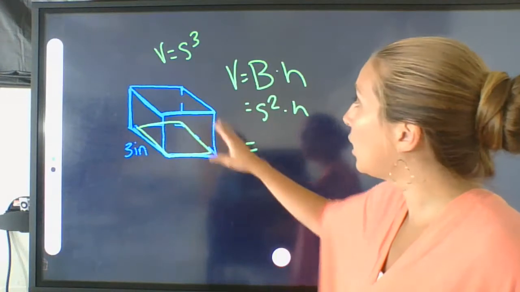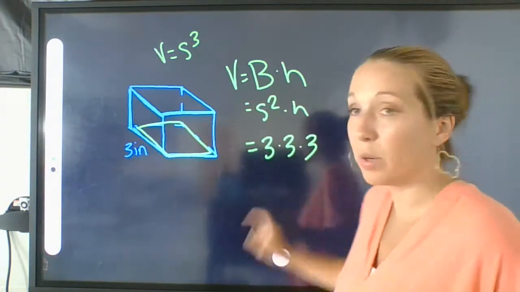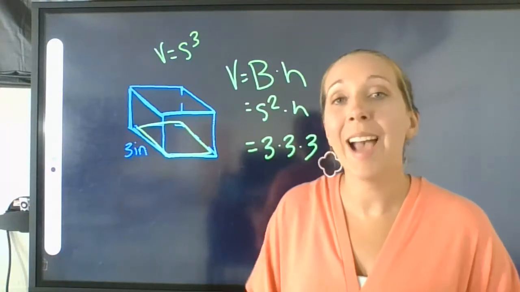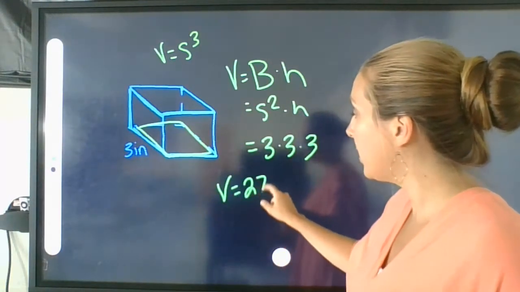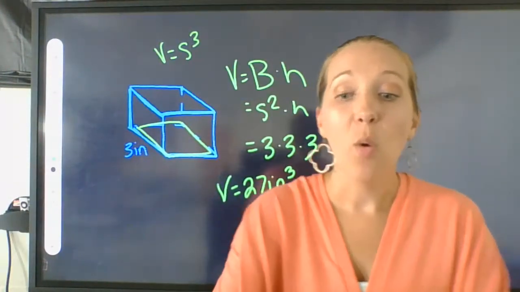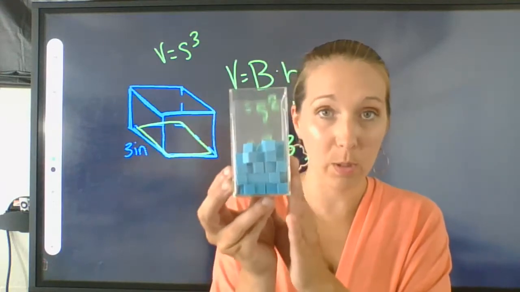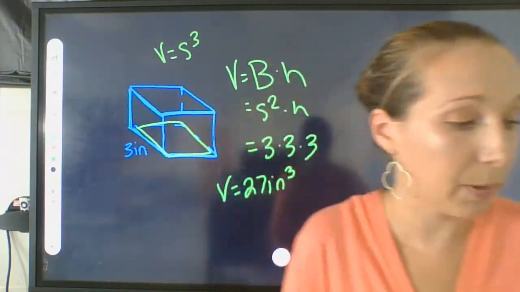So we have S cubed, which would be 3 times 3 times 3. 3 times 3 is 9, and 9 times 3 is 27. So our volume here is 27 inches cubed, because again, we are filling this up with cubes, okay? We're filling it up with 3-dimensional shapes. That's how you fill up a shape.